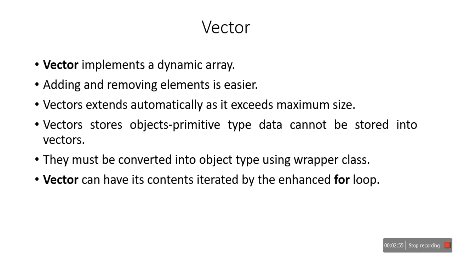Okay, so first, the vector implements a dynamic array. Vector implements a dynamic array. So the meaning here is vector is similar to an array, but vector is a dynamic array. We create a dynamic array by using a vector class.